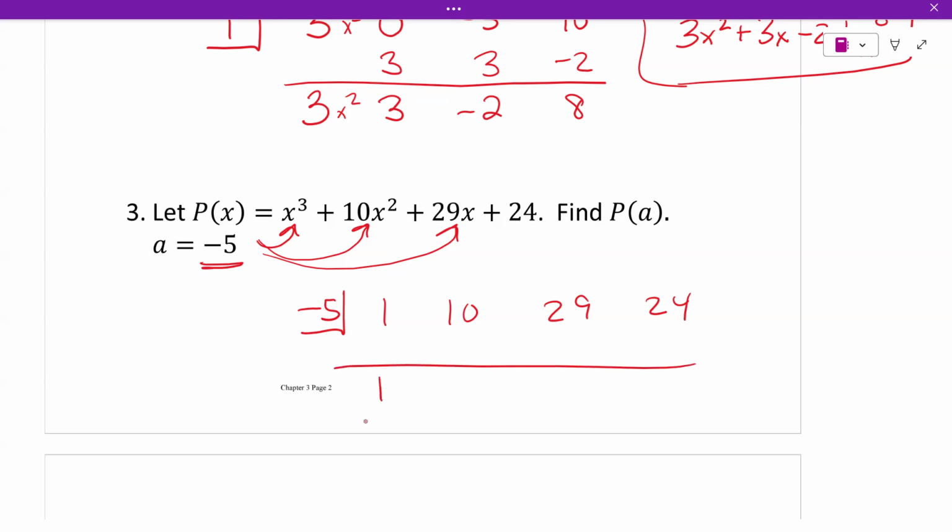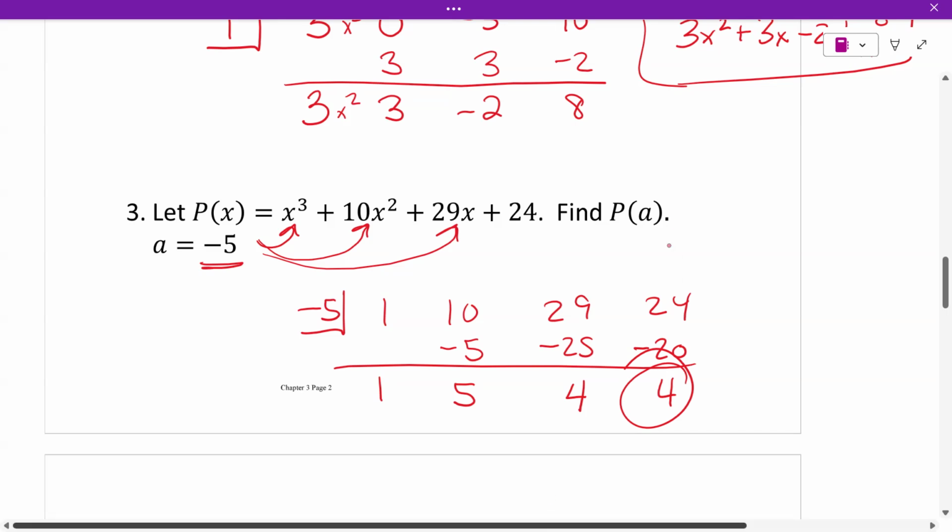Drop the 1 down because 1 plus 0 is 1. 1 times negative 5 is? Negative 5. Add, we get. Multiply, we get. Add, we get positive 4. Multiply, we get. Add, we get. So p of a equals the remainder. This is the remainder theorem. p of negative 5 equals 4. That's what we're looking for. What is p of a? Well, if a is negative 5, it equals 4. It's just the remainder of that.